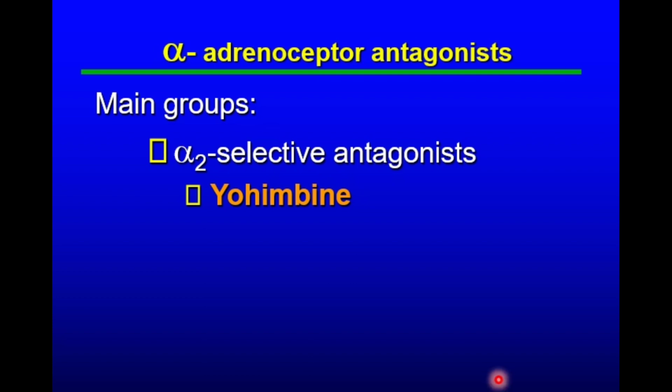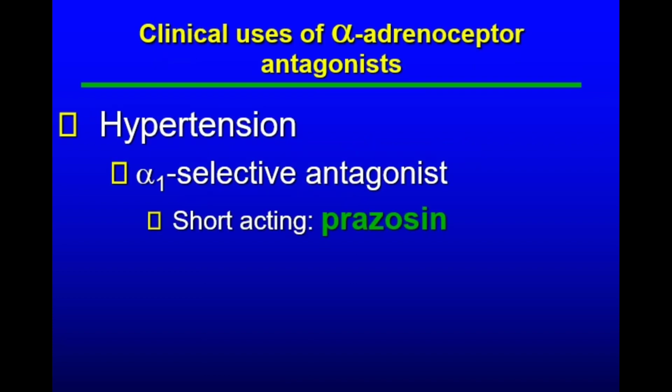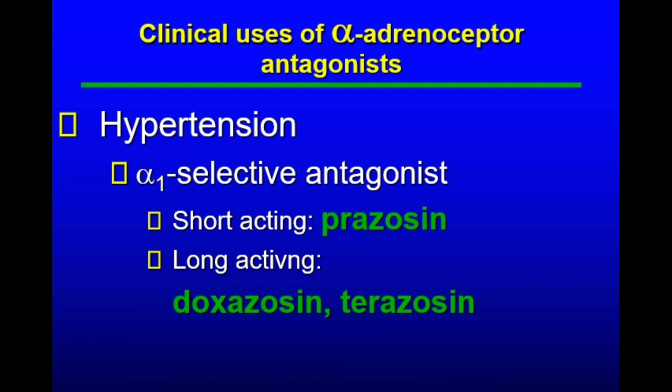Yohimbine is a naturally occurring alkaloid. Yohimbine is a selective alpha-2 antagonist. However, it is not used clinically. Alpha-1 selective antagonists are mainly used for treatment of hypertension. Prazosin was the first alpha-1 selective antagonist. Doxazosin and trimazosin have longer half-lives, allowing once daily dosing.